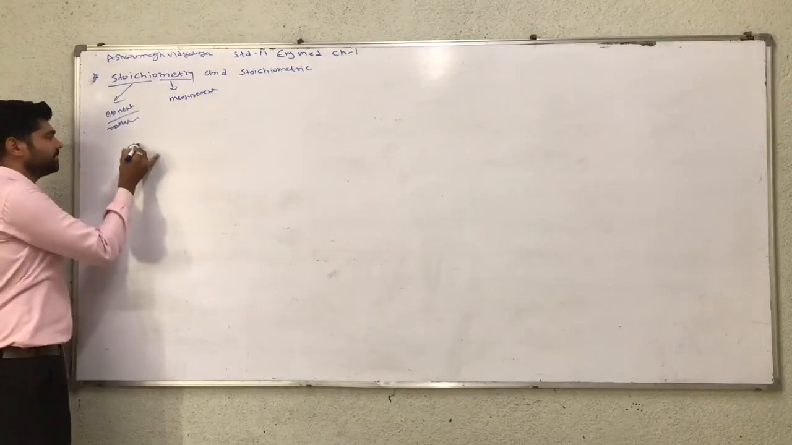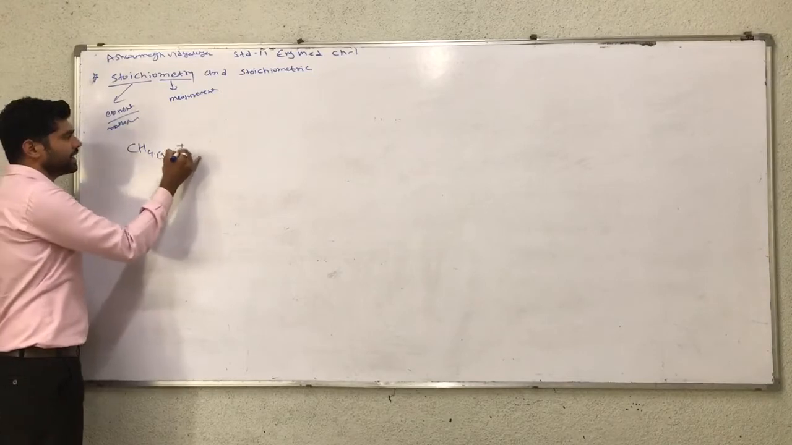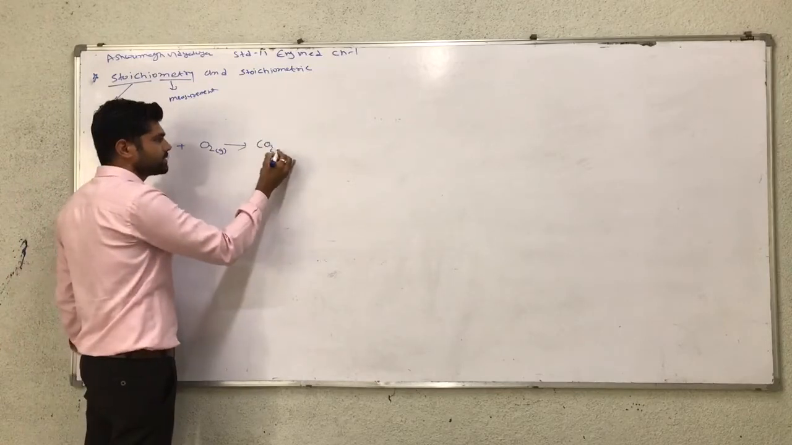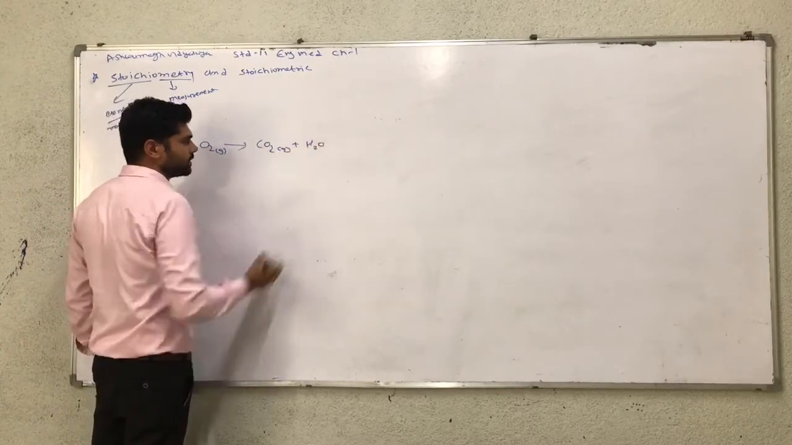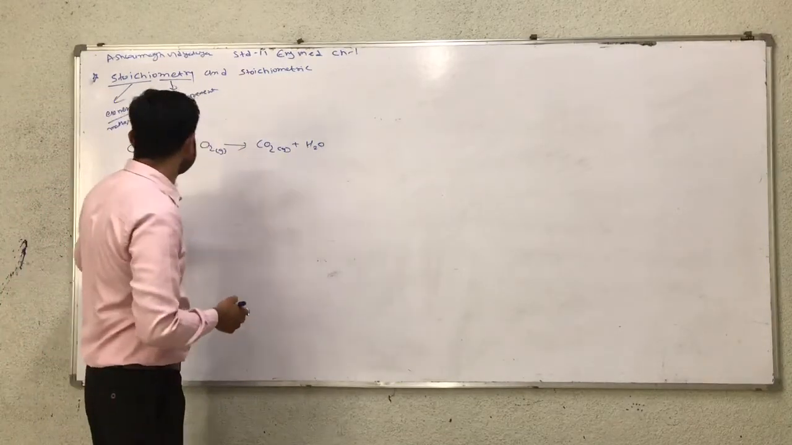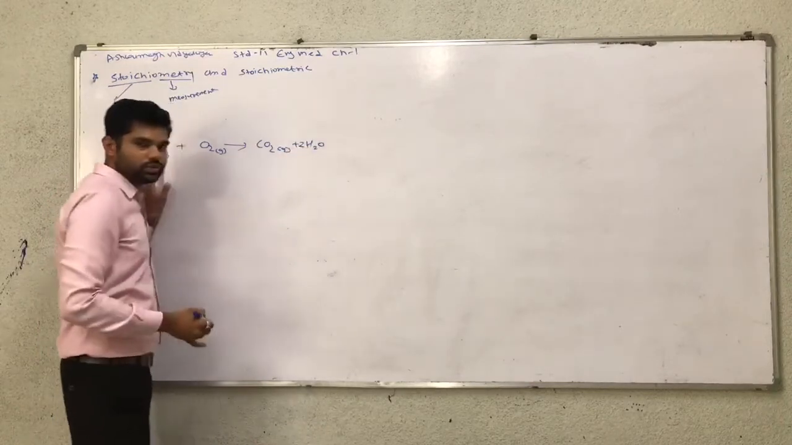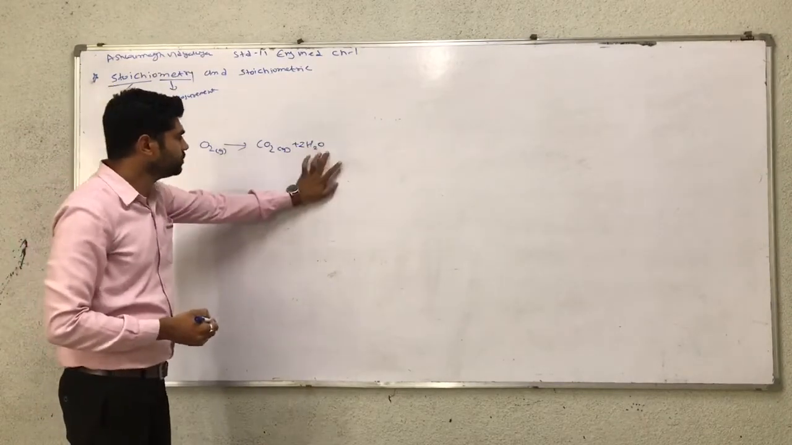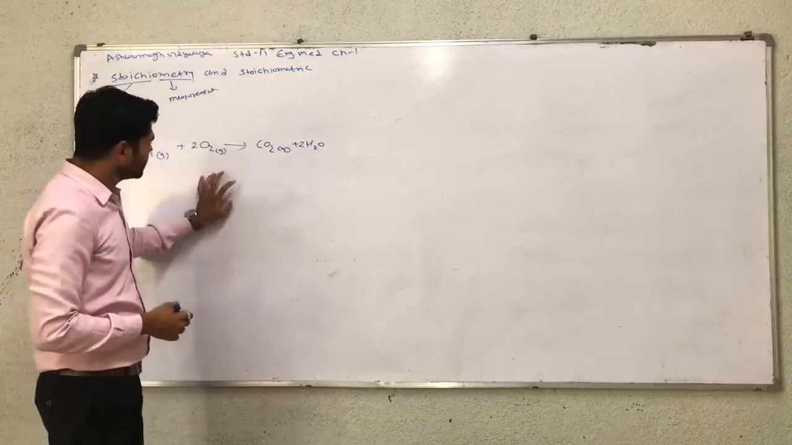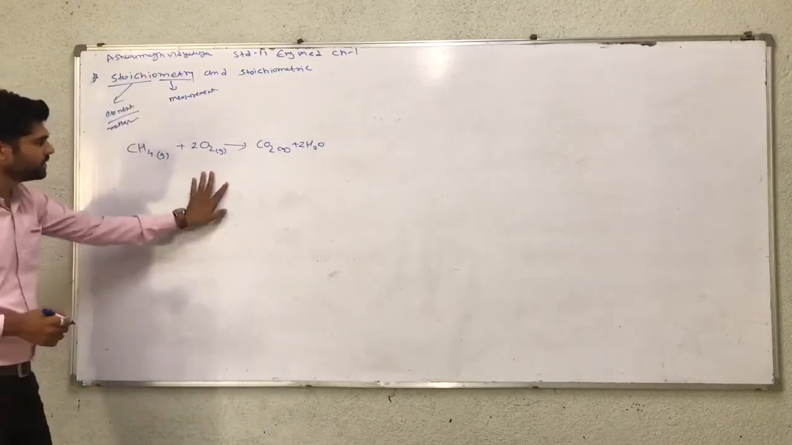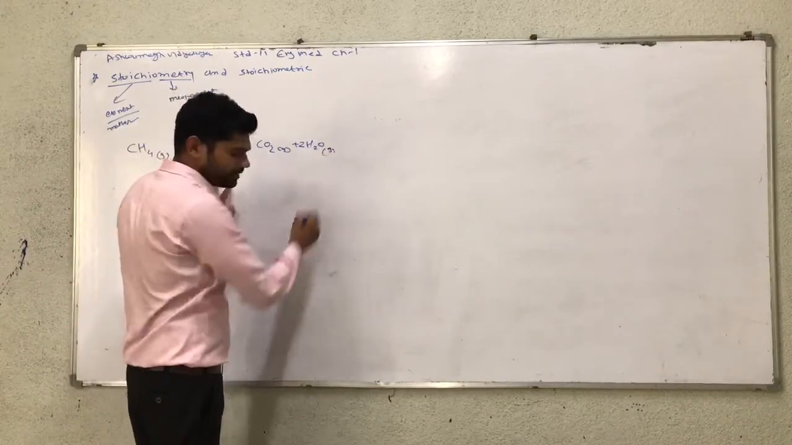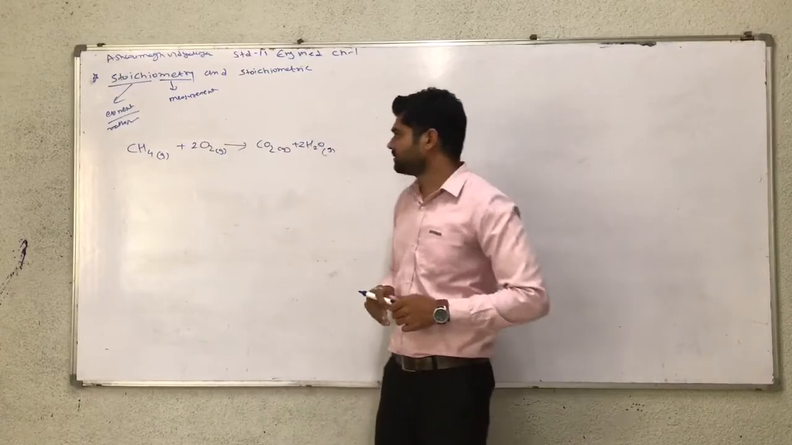So methane means CH4 gas reacts with O2 gas and produces CO2 gas plus water. Balance the chemical equation. Here C and C balance, H is 2 here, H is 4 there, so multiply this by 2. Now O is 2 and 2 plus 2 is 4, only 2 here, therefore multiply by 2. So CH4 plus 2O2 gives CO2 plus 2H2O, all in gaseous state.